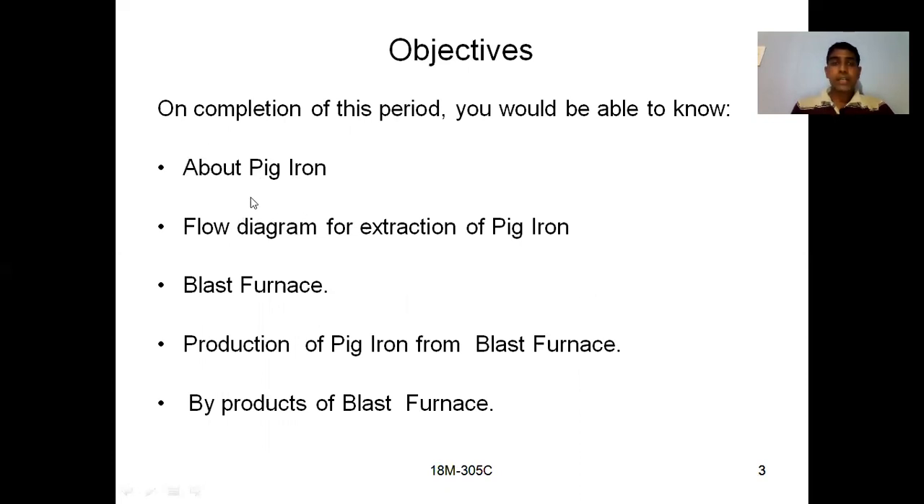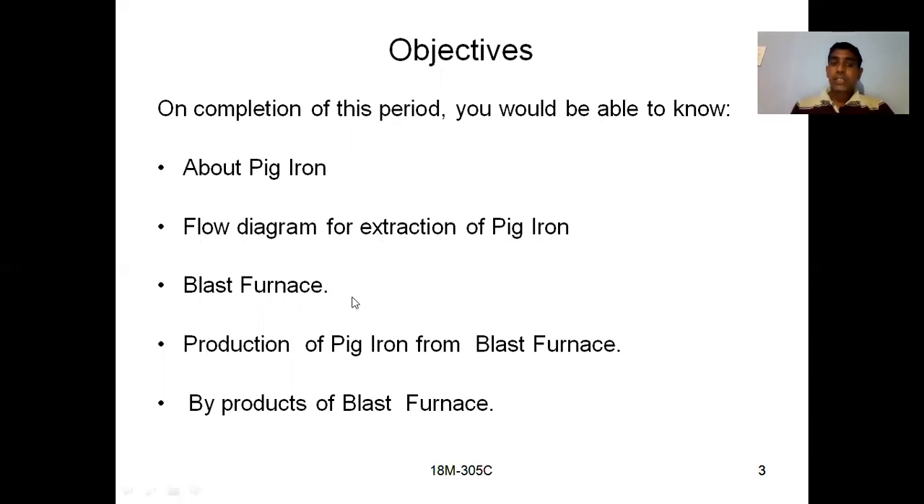So what is pig iron and what is the composition of this pig iron, we are going to discuss. And next, how the pig iron is made, that means what is the flow diagram for the extraction of pig iron. So how the pig iron is made from the raw materials by using a blast furnace.